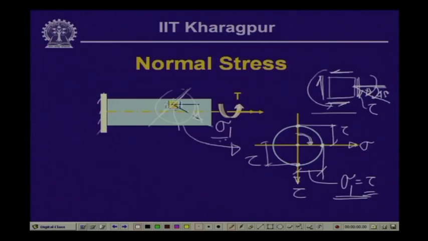So, this is the normal stress sigma 1, and consequently the other normal stress, which is a minimum value, will be sigma 2, which is equal to minus tau. So, these are the values of the normal stresses which are generated because of the action of a twisting moment acting in a bar.